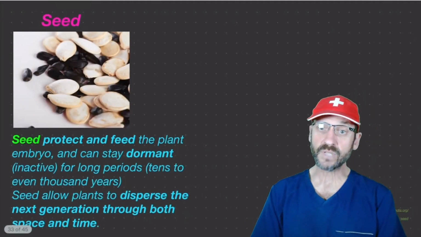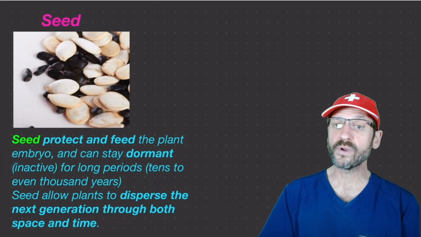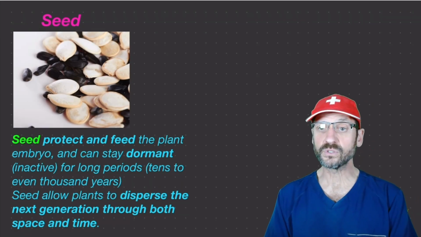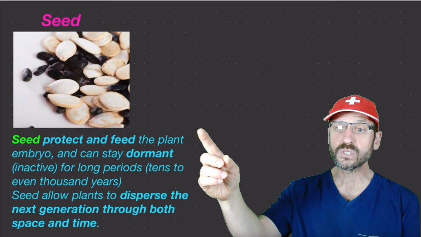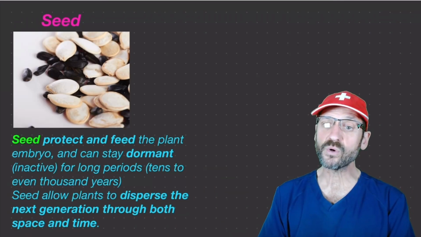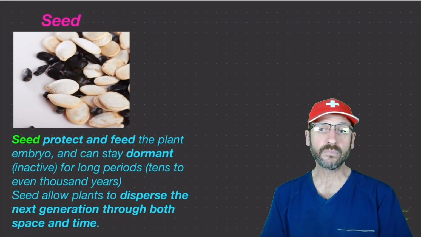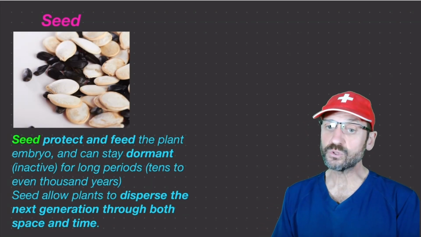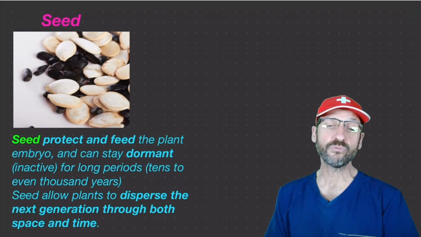Seeds protect and feed the plant embryo and can stay dormant or inactive for long periods before sprouting. You can see some sunflower and pumpkin seeds over here. Seeds allow plants to disperse the next generation through both space and time. These new traits make seed plants the most successful plant group on Earth today.